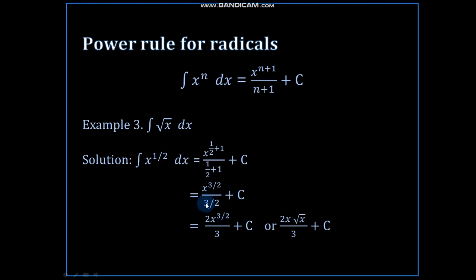Now, hindi pwedeng yung denominator natin ay fraction. And that's the reason why yung 2 na denominator ng fraction ay inilagay natin sa numerator. So, we have 2 multiplied to x raised to the 3/2 over 3. And dahil improper fraction yung exponent, we can simplify this further. Pwede nating ihiwalay siya, yung x to the 3/2 into x times x to the 1/2. Yung x to the 1/2 is the square root. So we have 2x square root of x over 3, and this is gonna be our final answer.